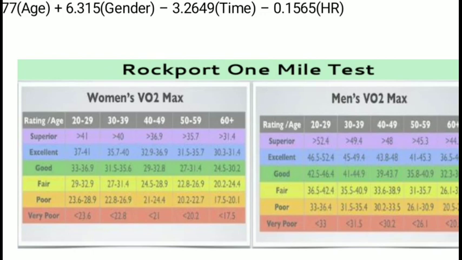So here for the women's VO2 max, superior is when it is more than 41, excellent if it is between 37 to 41, good 33 to 36.9 here. So you can have a glance on this table.